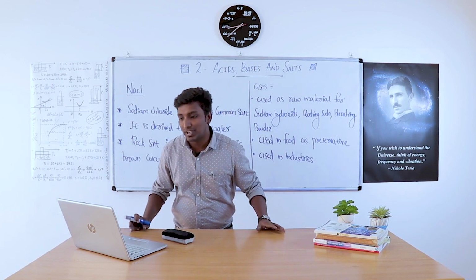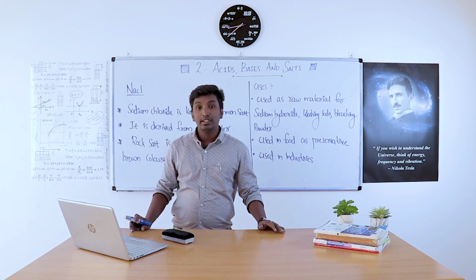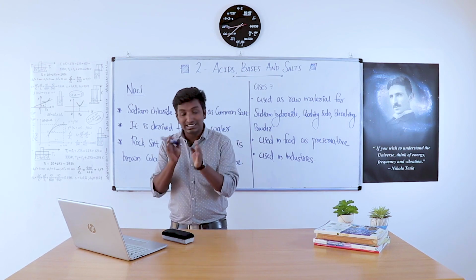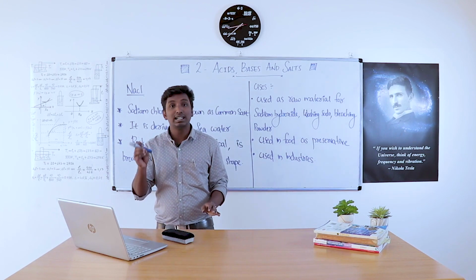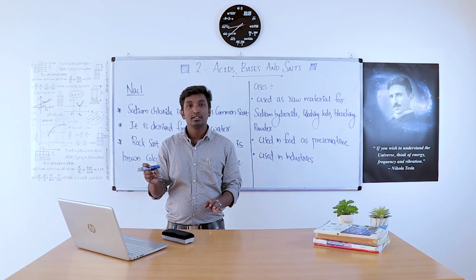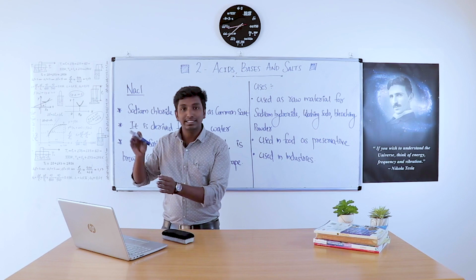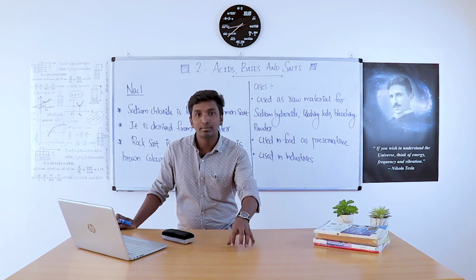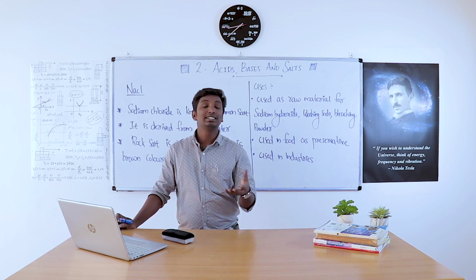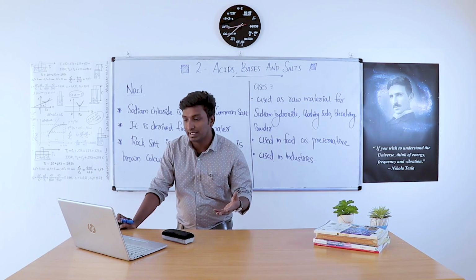Second is pH of acid rain. If the pH of rainwater is less than 5.6, it is called acid rain. When this acid rain flows into water bodies, making them acidic, that is harmful to the survival of aquatic animals.